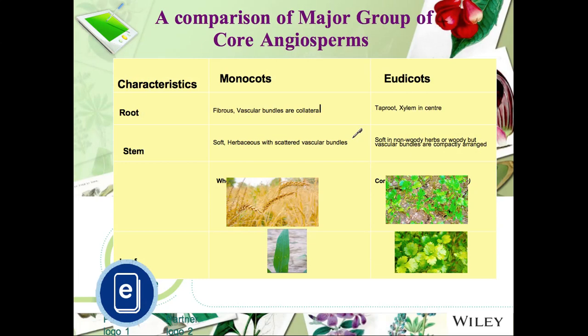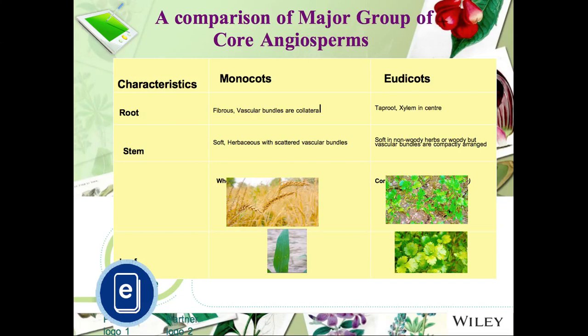Here, further, as an example of monocots and eudicots, coriander and wheat are used. Now, there exist differences in the roots, stems and leaves of monocots and eudicots as well. Roots of many monocots are fibrous, while eudicots bear roots which are actually taproots. Stems of monocots remain soft throughout their life in most cases. However, in eudicots, initially it is soft, but with the passage of time, when wood formation takes place, it becomes hard.